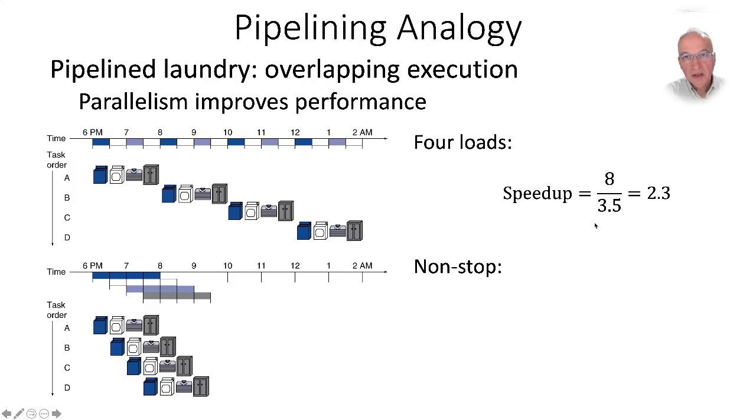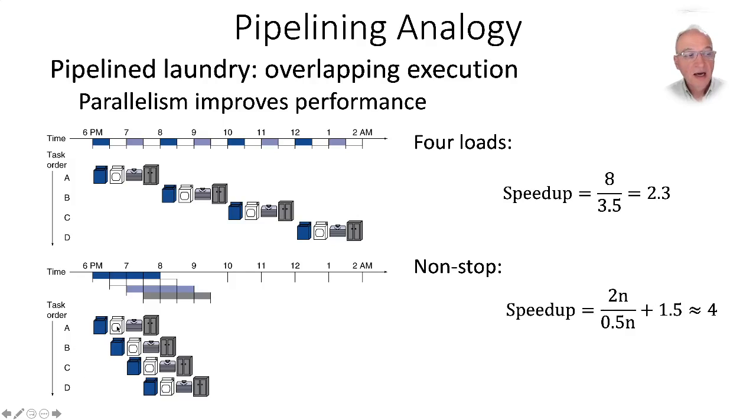However, if I'm doing non-stop, which means that I'm doing many loads of laundry, then the speed up will be 2 times n. That's the amount of time that it takes for me to do n loads, because it takes half an hour for each load, divided by 0.5n, because when I'm executing this in pipeline, I can finish a load of laundry every half an hour. And there is this 1.5 that I need to add to the equation, because this is the time that it takes for me to fill up my pipeline in the beginning.